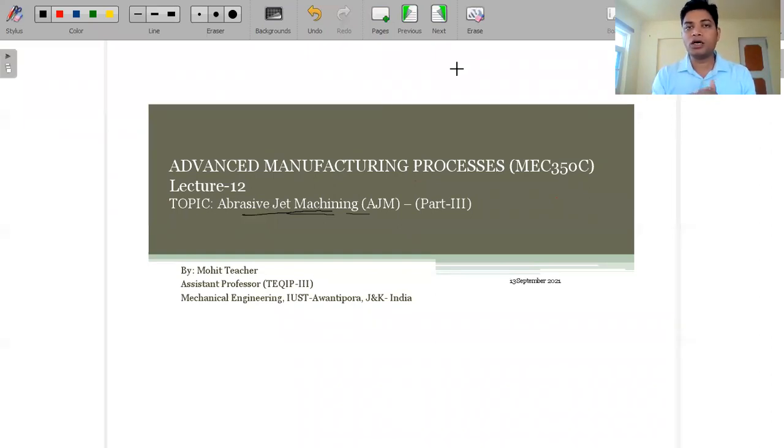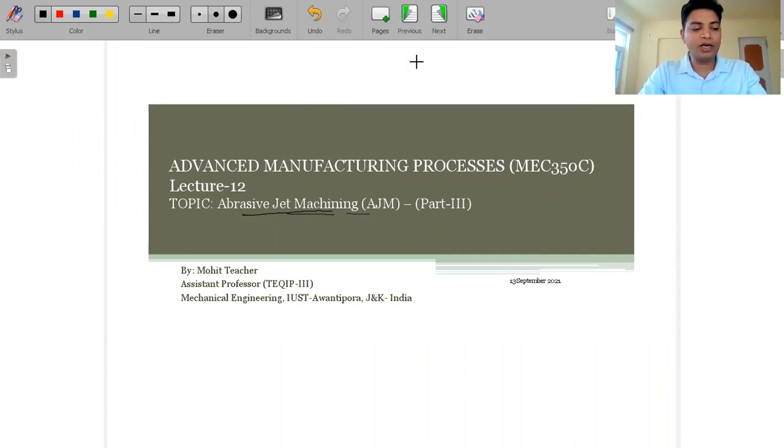We used the assumption that the complete kinetic energy is used to remove the material. So we assume that this complete kinetic energy will be equal to the work done by the abrasive particles. Through that we derived many formulas, and in the last lecture we derived the formula for the material removal rate for ductile material as well as for brittle material.